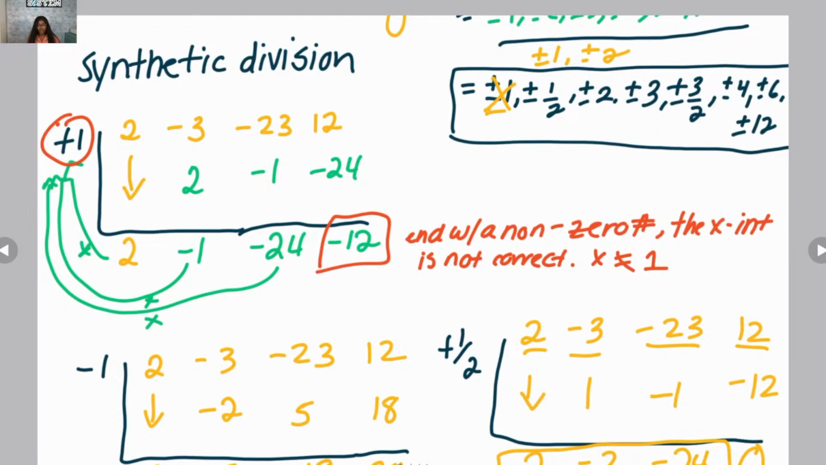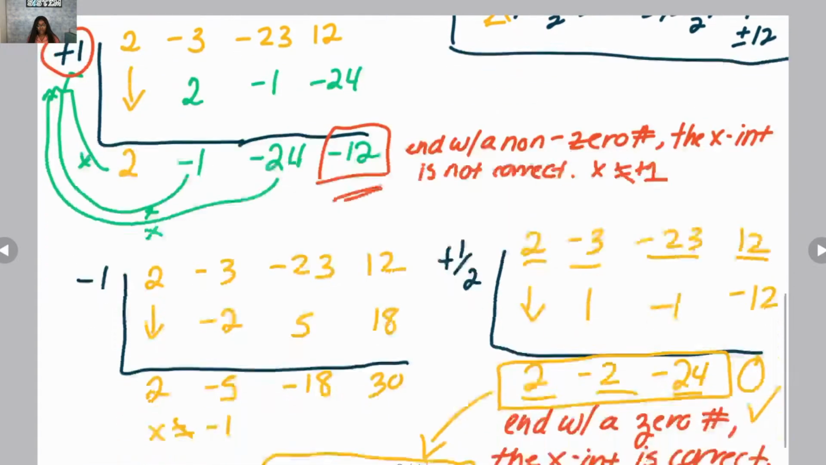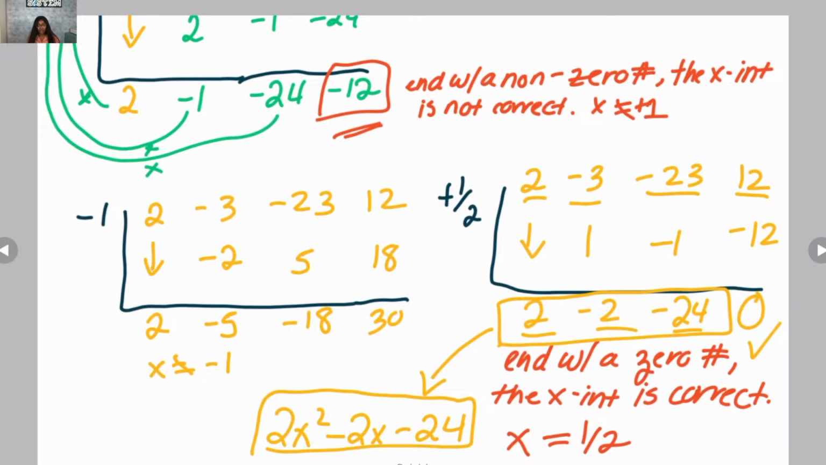We did synthetic division all the way down. I taught you that. You bring the first term down, multiply, add, multiply, add, multiply, add. And at the very end, if you wound up with a non-zero like this, you knew that x could not be that positive 1, right? So we moved on to the next one. We did negative 1. Same thing, pull down your first term, multiply across, add, bring it down. So when we did that, we found that because this was a 30, this is also a non-zero number. That means x cannot be negative 1 either, right?